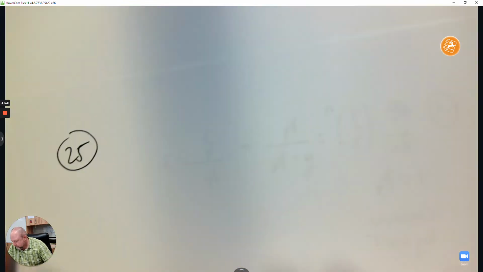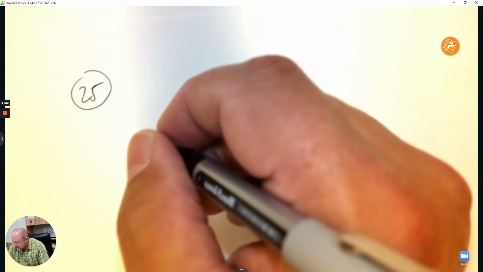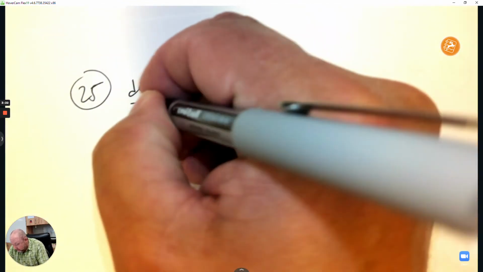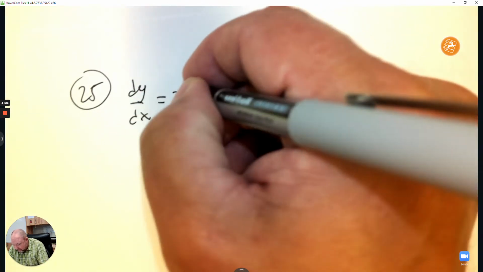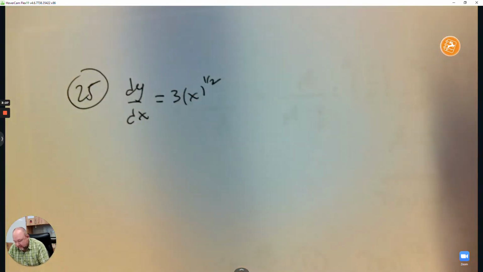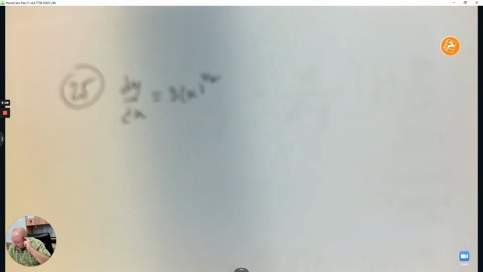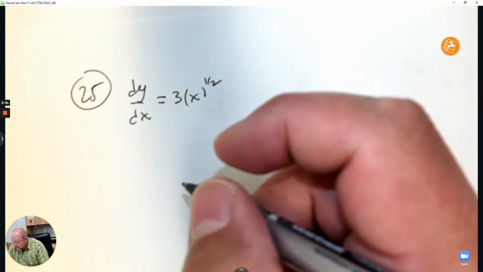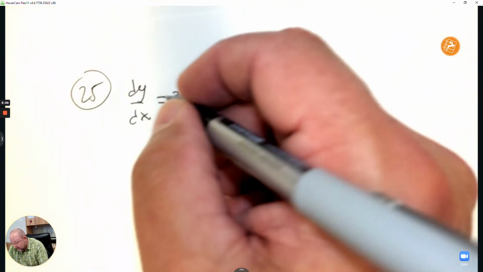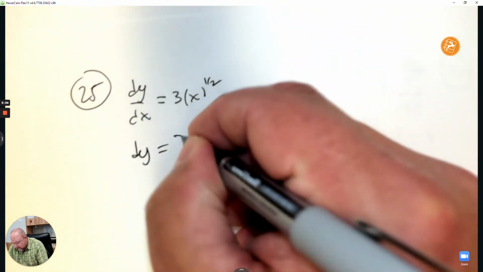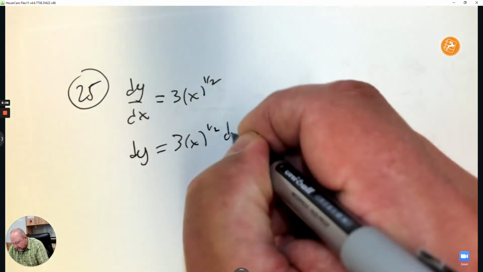25. As I've said, these are probably the most important questions when you review, because what you don't practice, you forget. So I'm going to write this calculus friendly. And it says find an equation for the family whose derivative is that. So I'm going to integrate this. So I'll separate the variables and integrate it.